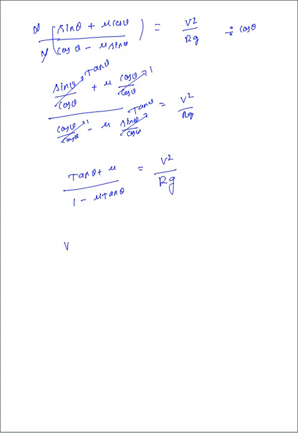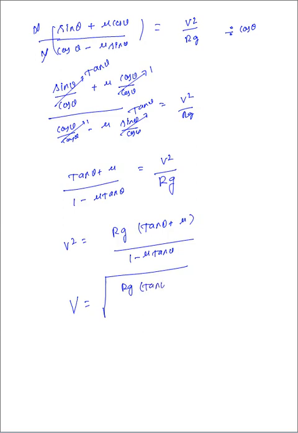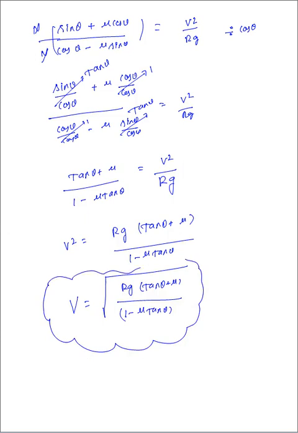Therefore v square can be written as rg times tan theta plus mu divided by 1 minus mu tan theta. Therefore v equals under root of rg times tan theta plus mu divided by 1 minus mu tan theta. This is nothing but the safe speed of a vehicle on a circular banked road when it has both friction and banking.